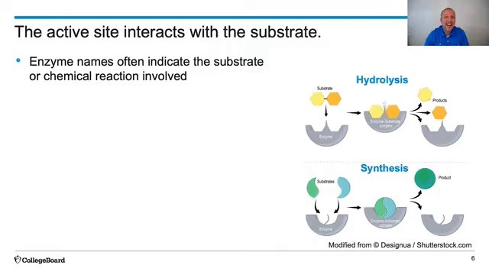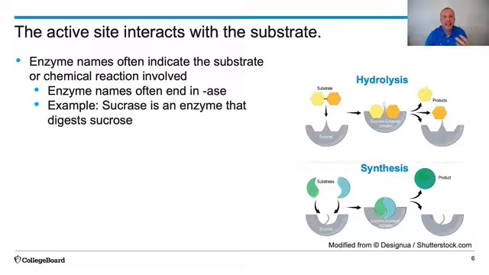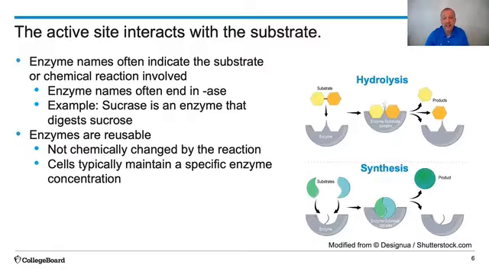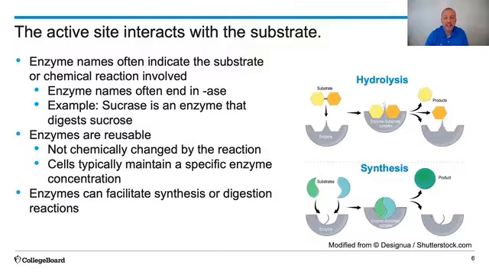Enzyme names often indicate the substrate or chemical reaction involved. These names often end in ASE. For an example, sucrase. Sucrase is an enzyme that digests sucrose. Enzymes are reusable. They are not chemically changed by the reaction. Cells typically maintain a specific enzyme concentration. And finally, enzymes can facilitate synthesis or digestion reactions. So that is shown in the picture on your screen.